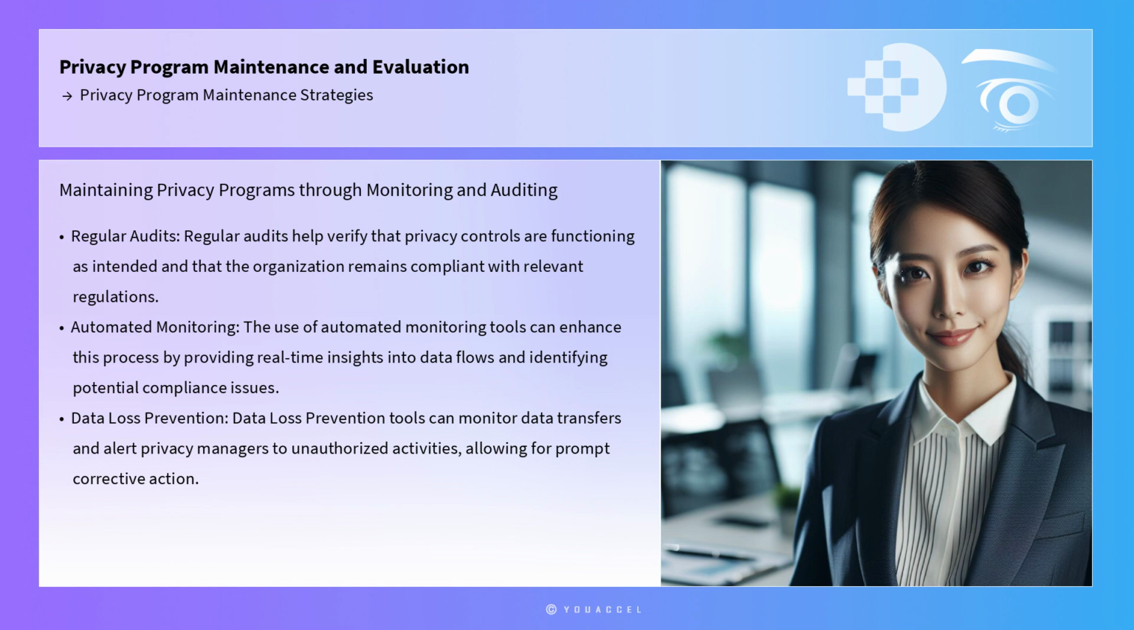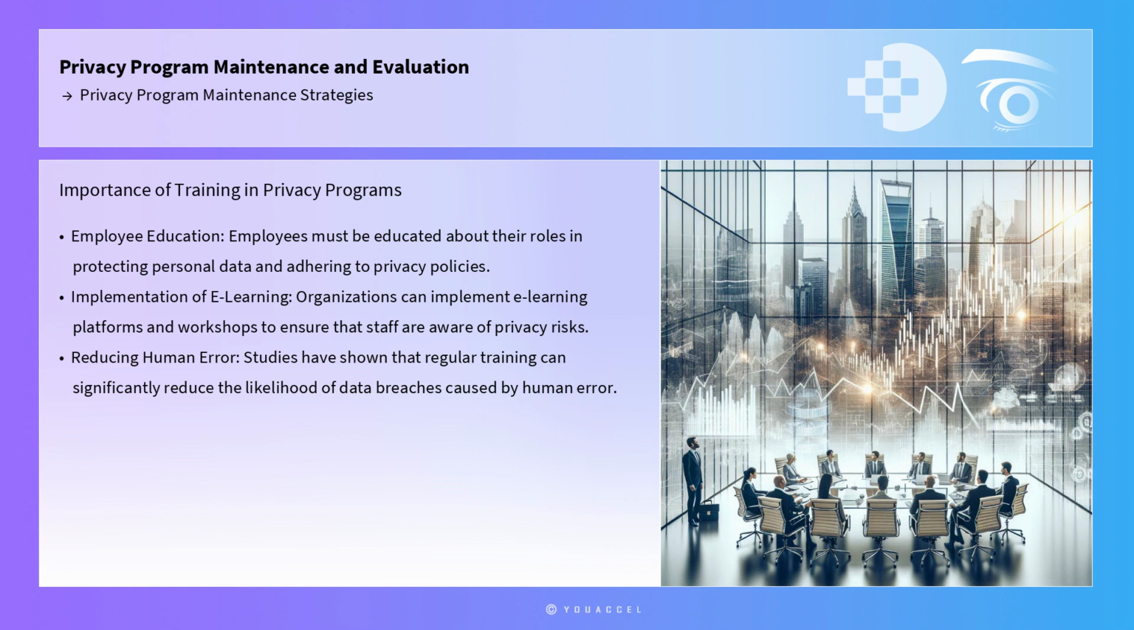Continuous monitoring and auditing are crucial components of privacy program maintenance. Regular audits help verify that privacy controls are functioning as intended and that the organization remains compliant with relevant regulations. The use of automated monitoring tools can enhance this process by providing real-time insights into data flows and identifying potential compliance issues. For instance, data loss prevention tools can monitor data transfers and alert privacy managers to unauthorized activities, allowing for prompt corrective action.